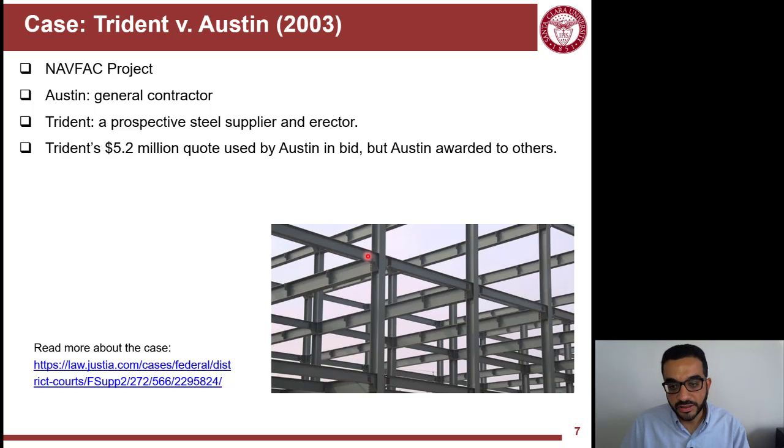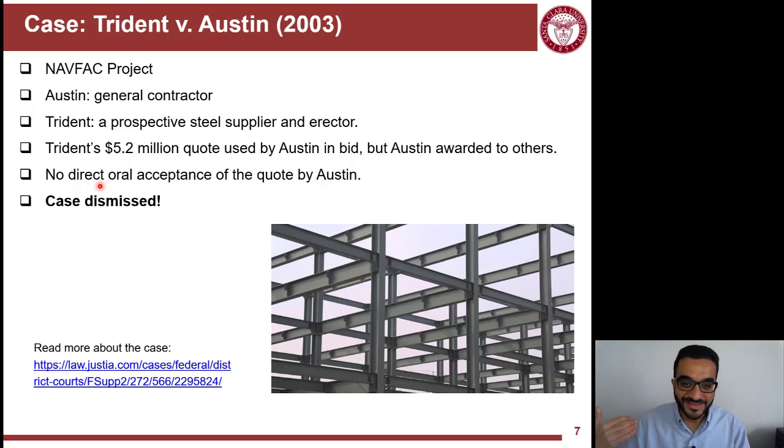And the idea is I submitted a proposal, it was included in this bid, and my numbers are there. They won the bid, and I'm also part of that. But the point here is there was no direct acceptance of the quote by Austin. They included it, but they didn't say I accept. So there was no documented oral commitment from Austin to that, and the case was dismissed.